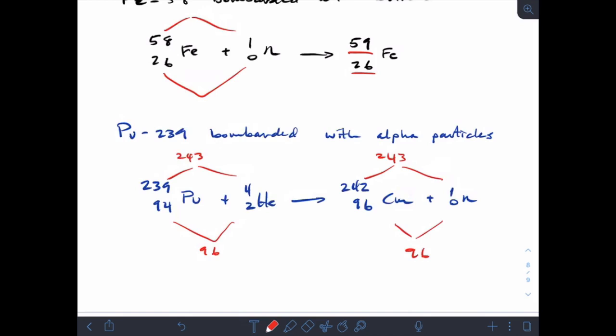Okay, so our last topic for the chapter is a thing called mass defect.